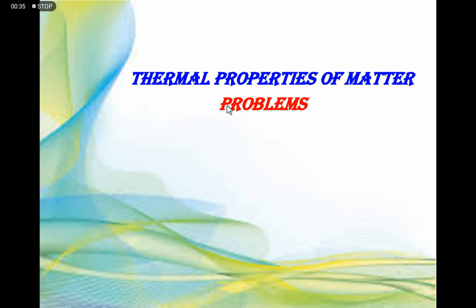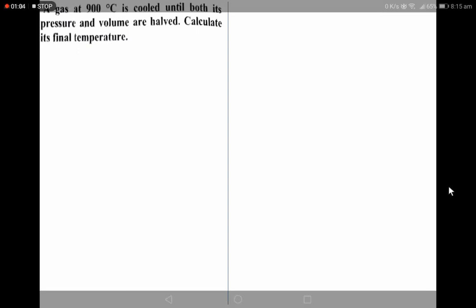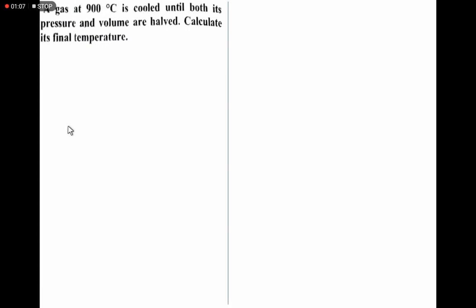thermal properties of matter. So the first example is: a gas at 900 degrees Celsius is cooled until both its pressure and volume are halved. Calculate its final temperature. Gas is cooled at 900 degrees Celsius. That time its pressure and volume become half. So we have to find out the final temperature.